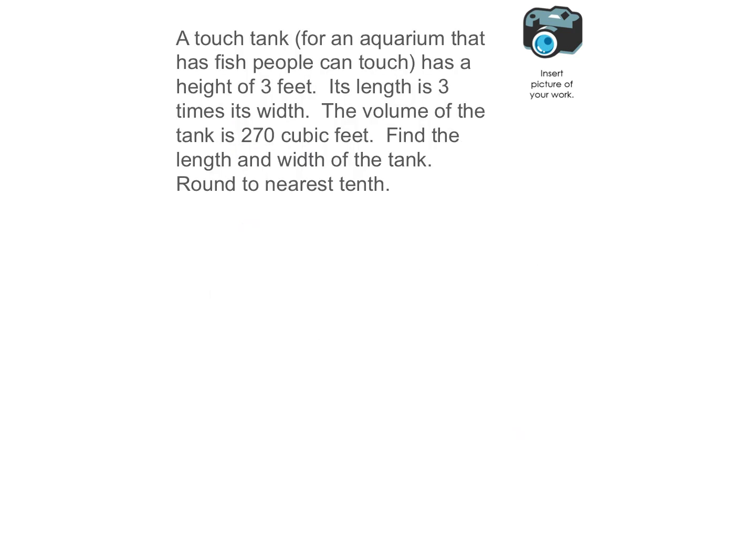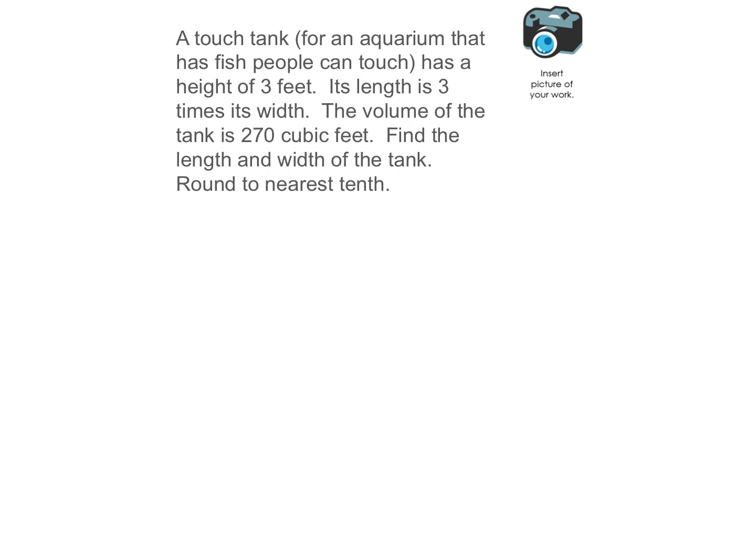Okay, real world problem. Hit pause, see if you can answer it. Did you get the width is approximately 5.5 feet and the length is approximately 16.4 feet? If you got 16.5 feet, that's fine, but 16.4 is better.